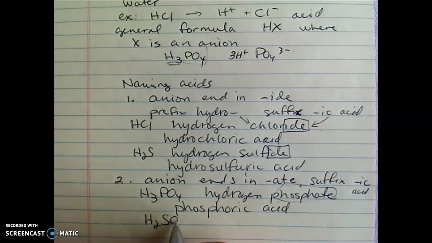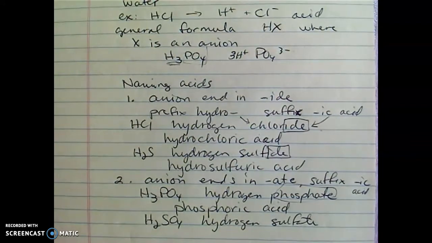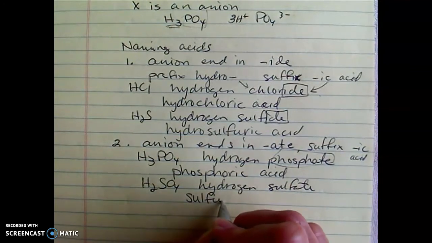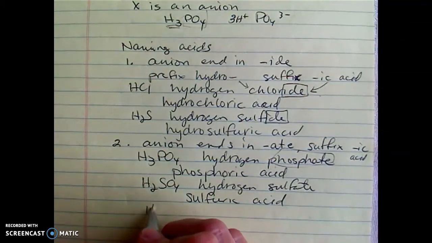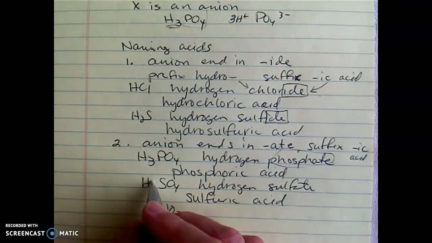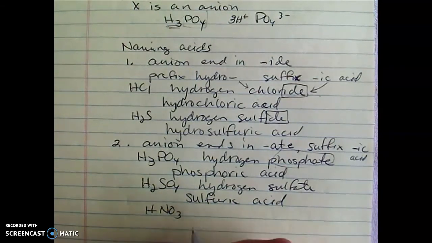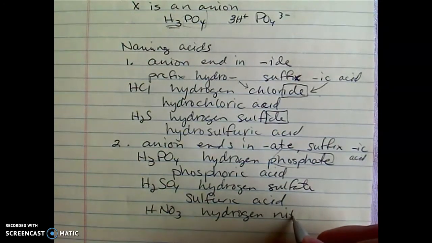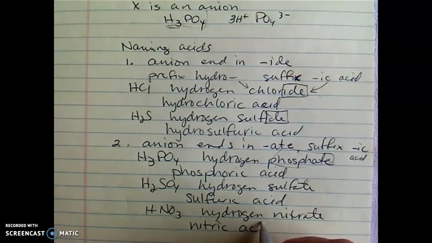Or another one like H2SO4. This is hydrogen sulfate. So hydrogen sulfate would become sulfuric acid. Or maybe HNO3. Notice it doesn't seem to matter how many H's. The number of H's just balance our charge to make our compound neutral. This comes from hydrogen nitrate. So this is nitric acid.